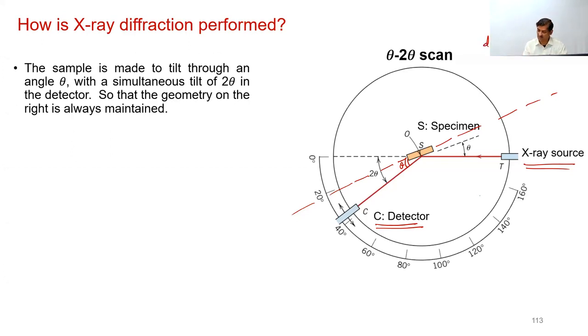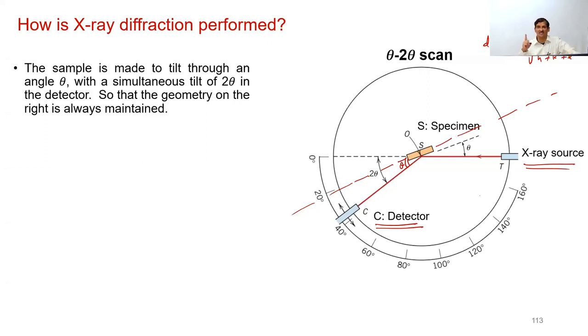d_hkl for the cube is equal to a divided by the square root of h squared plus k squared plus l squared. So if I have a 1, 1, 1 plane, that spacing of 1, 1, 1 planes will be different from 1, 0, 0 and so on. So we have different planes that have their own d spacings.